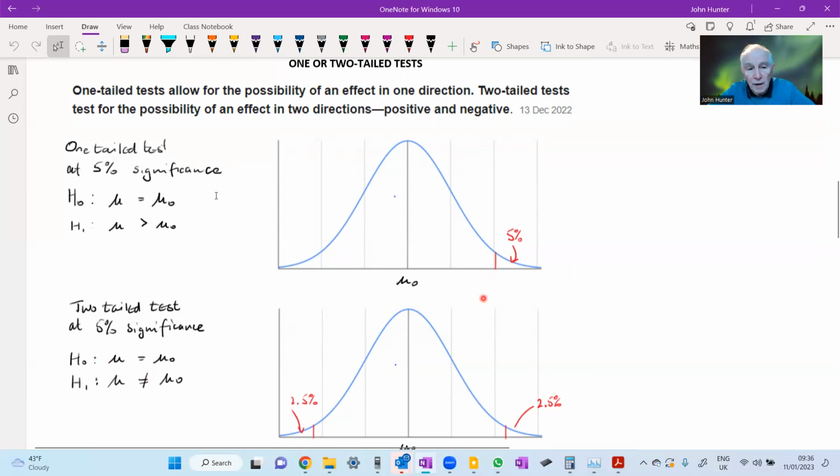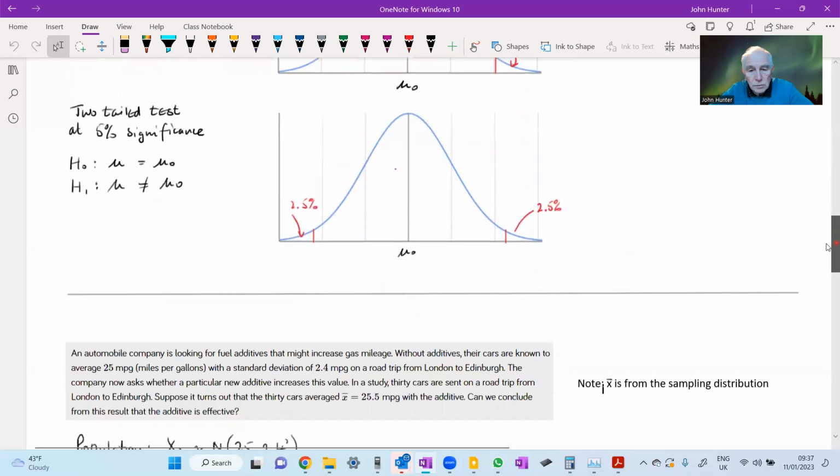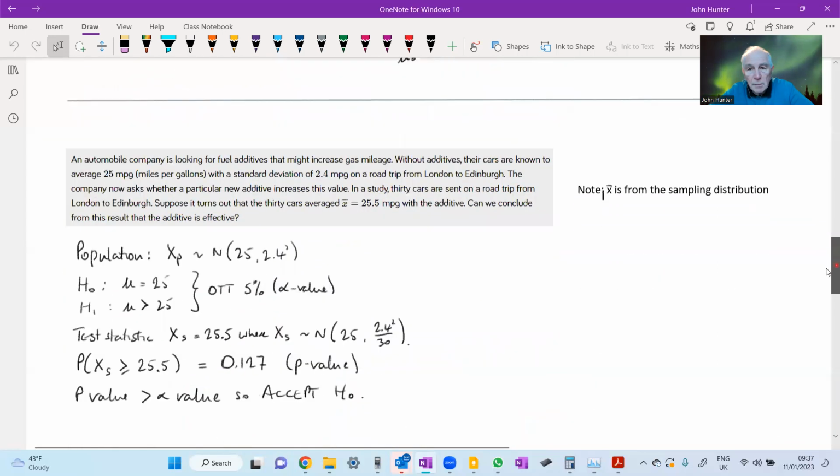So if we talk about a 5% significance test, then that 5% is all at one end. Here it's a greater than, so we're actually looking at the right-hand end. If it was less than, we'd be looking at the left-hand end. Here, it's still a 5% significance test, but we split that 5% between the two ends. Okay, so that's the difference. Let's move on and have a look at an example.